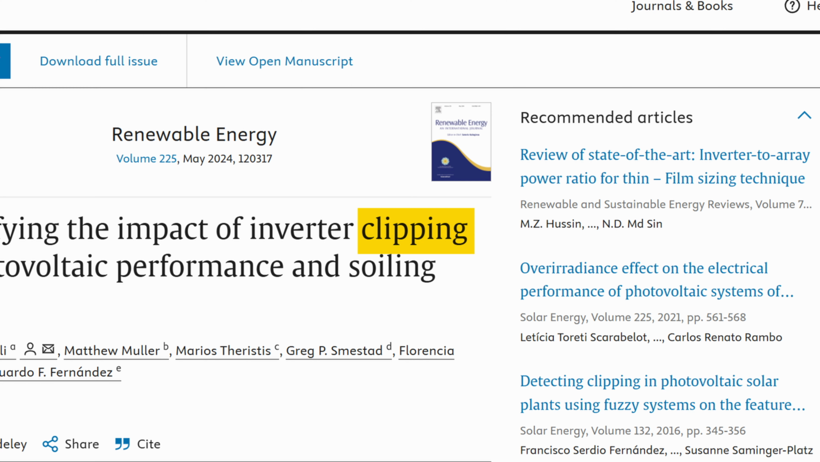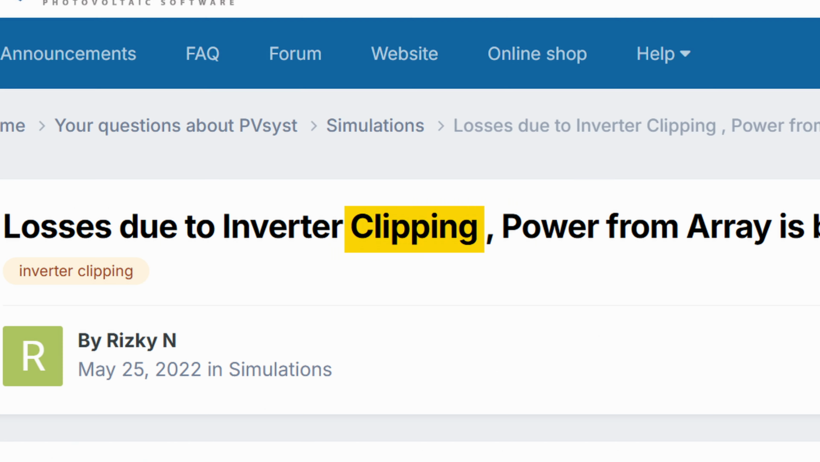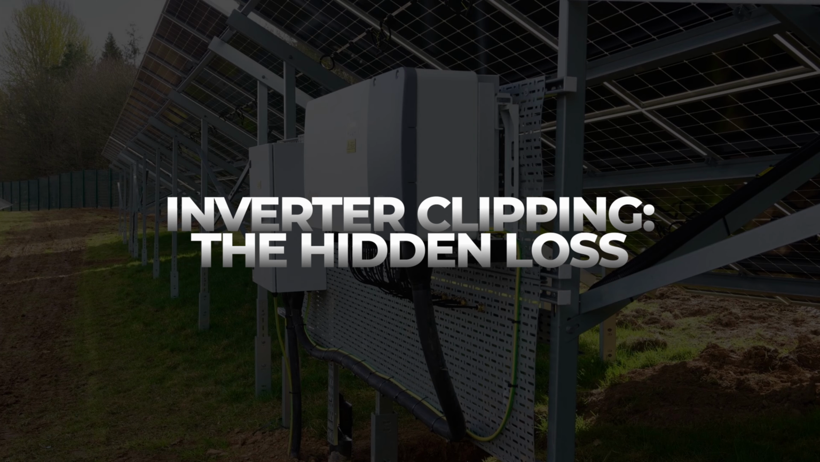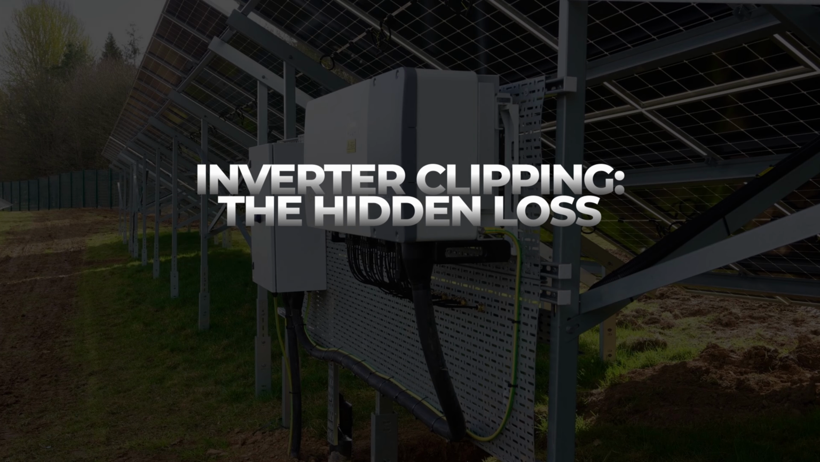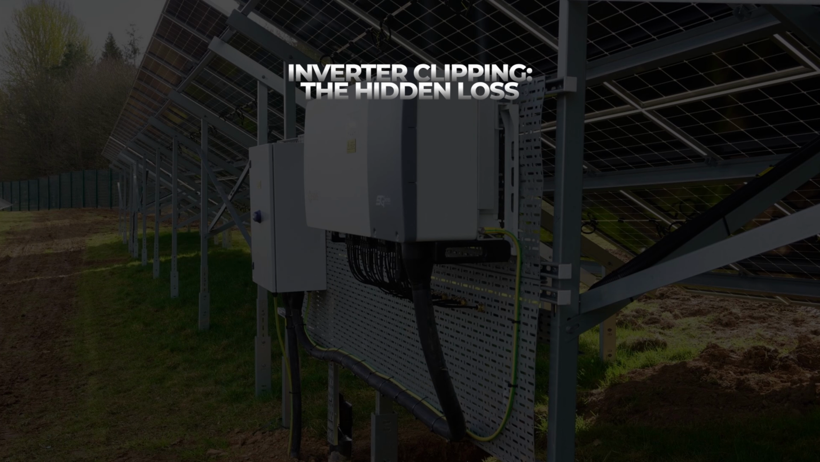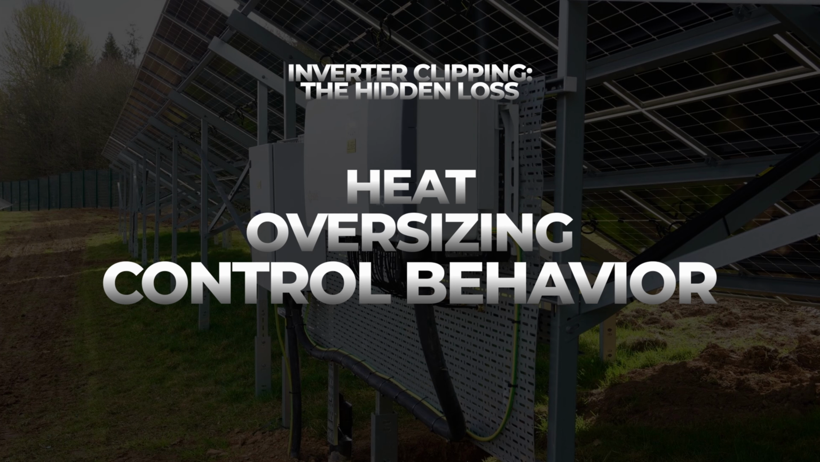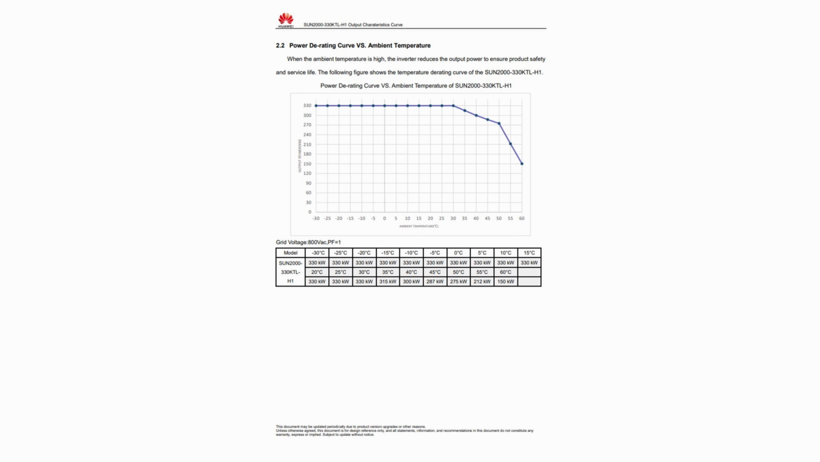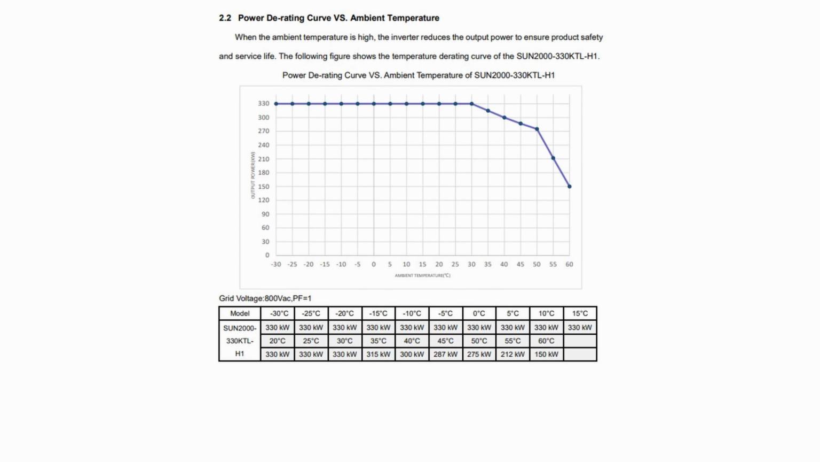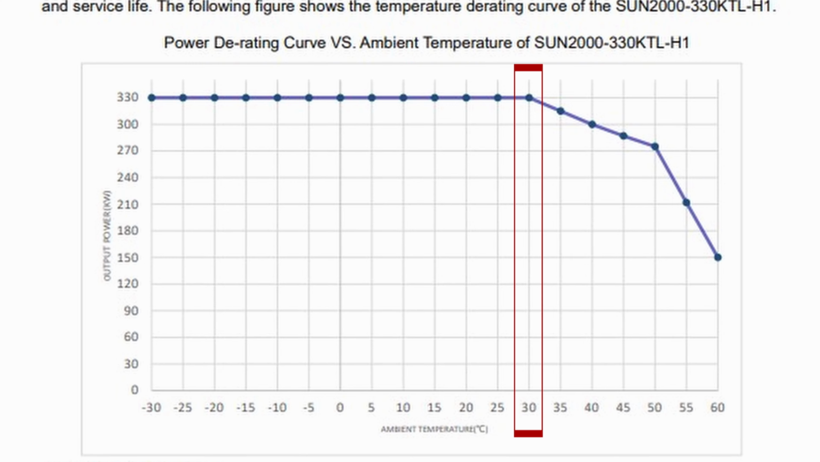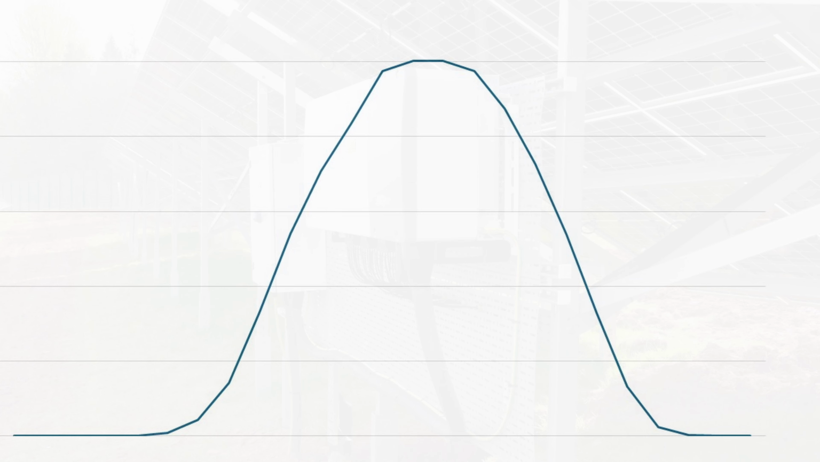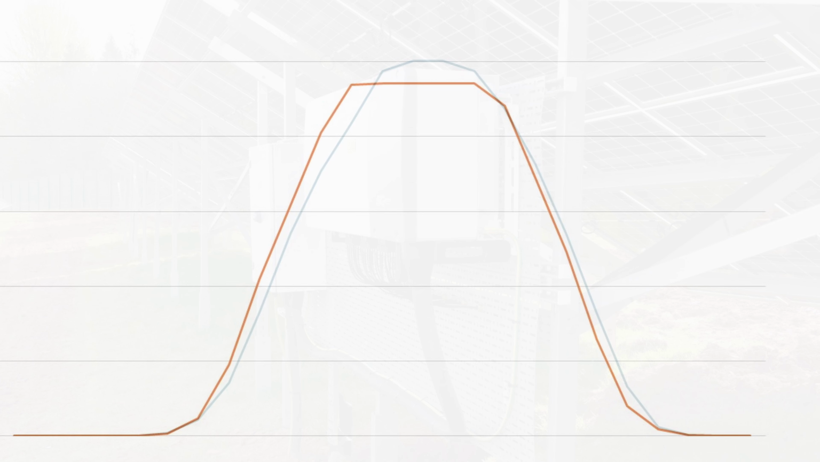The second major discrepancy is inverter clipping. PVsyst assumes your inverter perfectly converts all DC power up to its rated AC limit. But heat, oversizing and control behavior make that limit far more dynamic. Every inverter has a thermal derating curve. Above approximately 45 degrees Celsius, its firmware reduces output current to protect components. So even before the DC-AC limit is reached, the effective AC power starts to flatten.